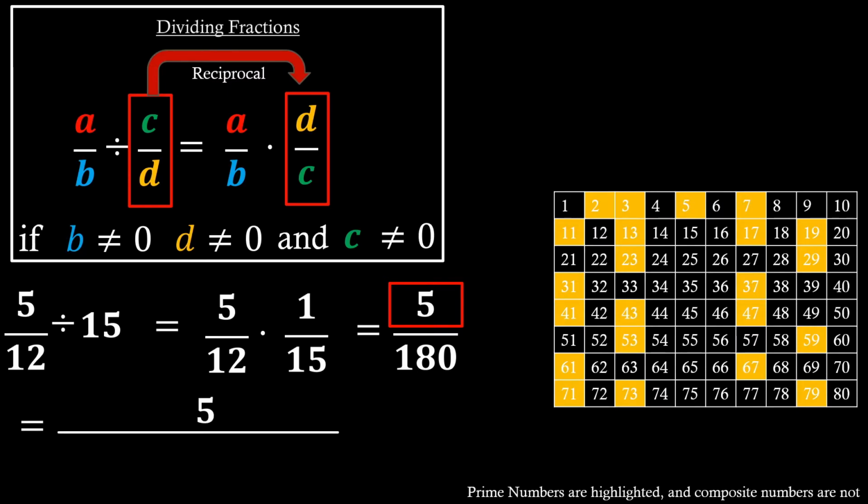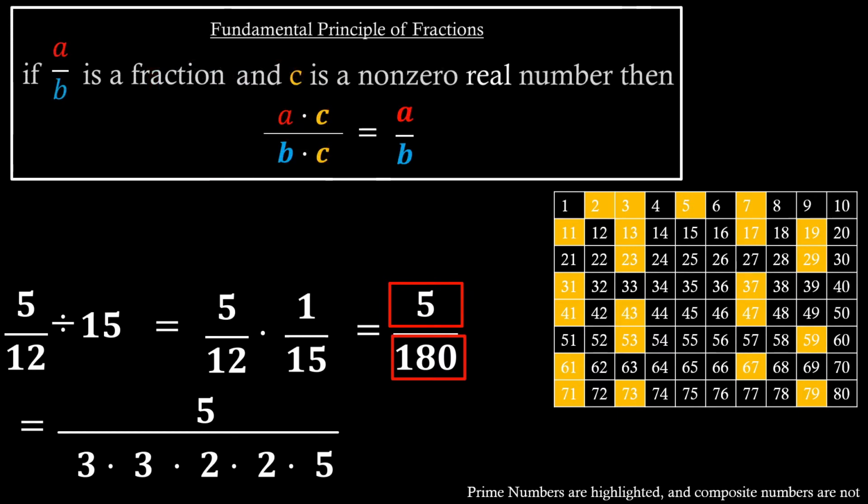Now, the composite number 180 can be written as 3 times 3 times 2 times 2 times 5. Now, if we use our understanding of the fundamental principles of fractions, we can cancel out the 5's and we're left with 1 over 36, which is the simplified fraction for 5 over 180.